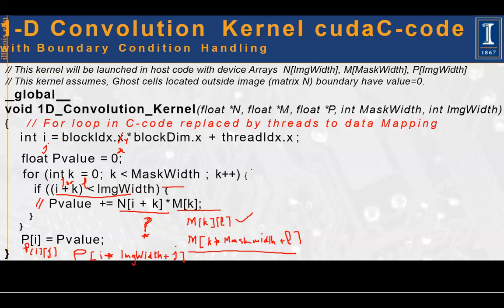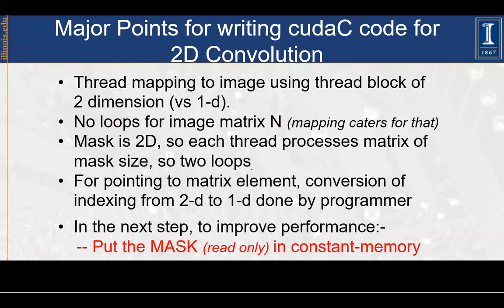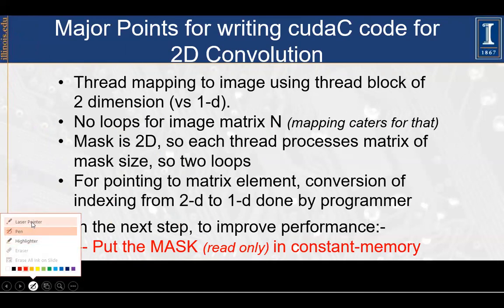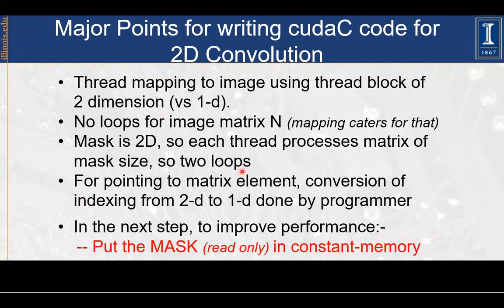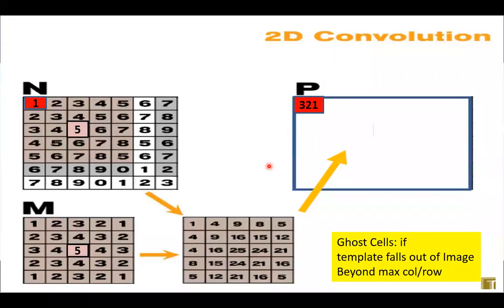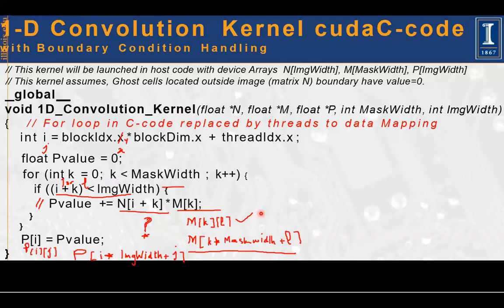But all we have done in 2D convolution is this. Here are the steps which we did. Mapping in 2 dimensions. So no loop for matrix N. Then we use the 2D mask. Whatever was written here step by step, we have discussed and implemented in detail here. What all is to be modified. So you now have a code for 1D convolution. You have a code for how to write 2D convolution.